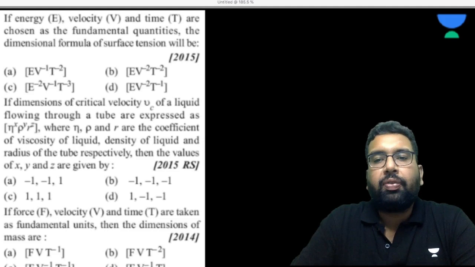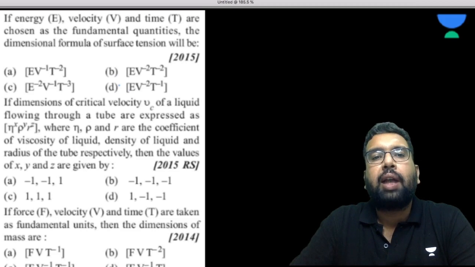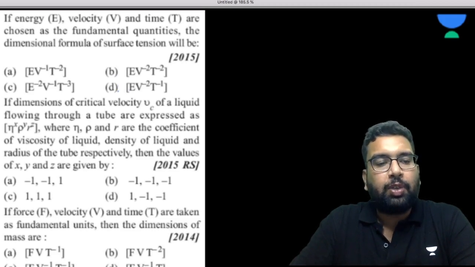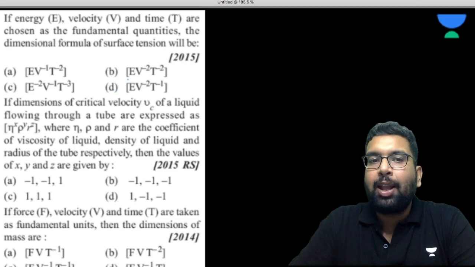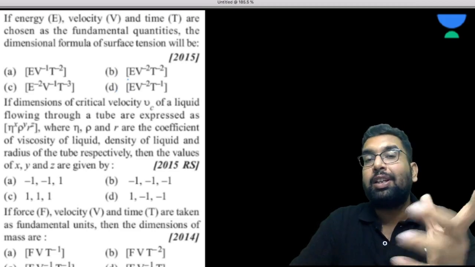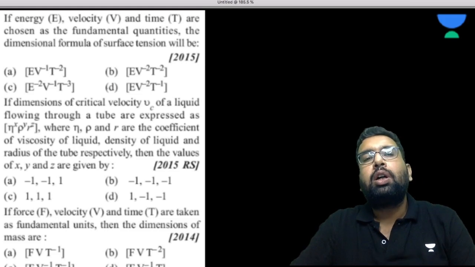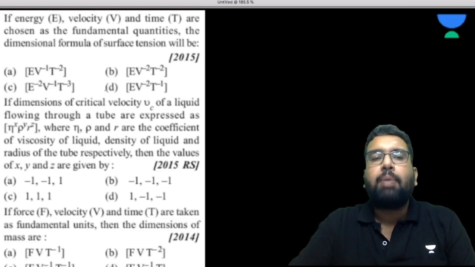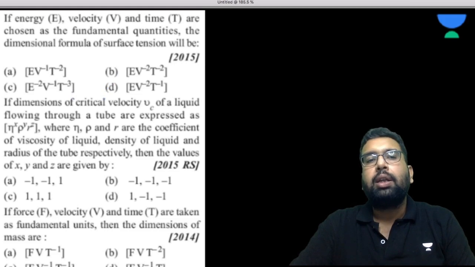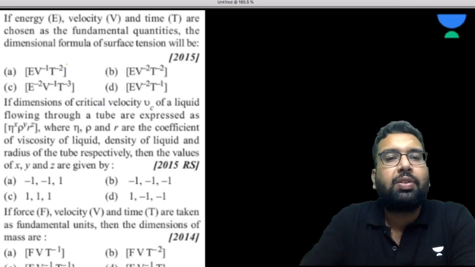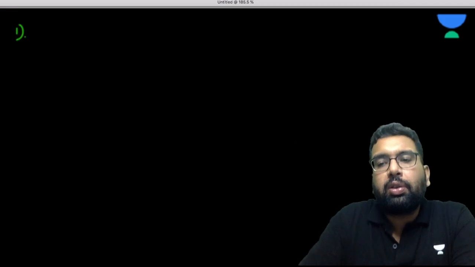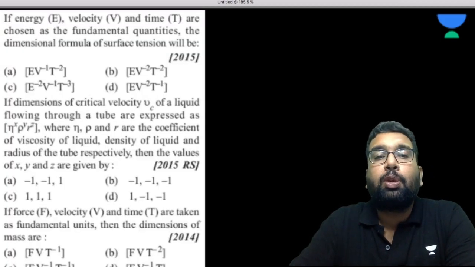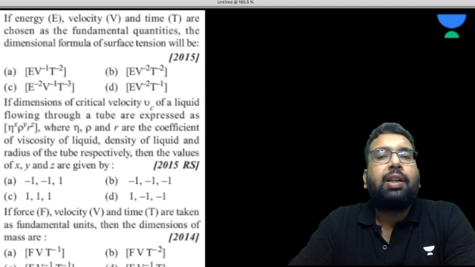It says if energy, that is E, velocity V, and time T are chosen as the fundamental quantities. We know the fundamental quantities are seven, but here for a change, they are six. These kind of questions are asked a lot. So if energy, velocity, and time are chosen as the fundamental quantities, what is going to be the dimensional formula of surface tension? Let's solve this question. We know the formula of surface tension, and the formulas of energy, velocity, time, etc.